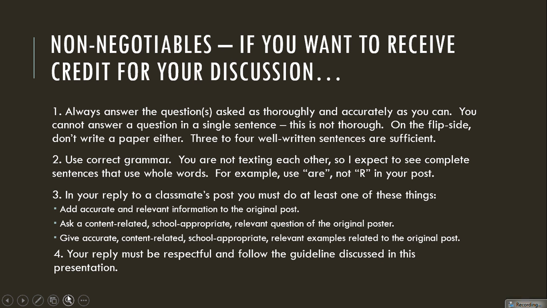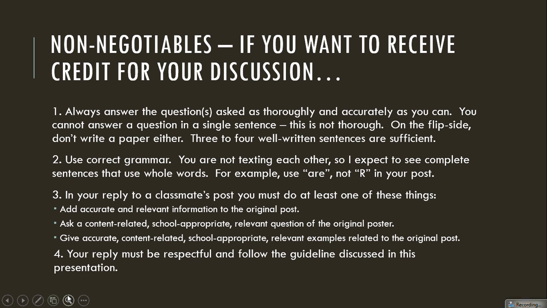So when we look at what's non-negotiable, as we look at how am I going to get my points for my discussion board post, first and foremost, down at the bottom of your assignment in Canvas, it always has a rubric. I strongly encourage you on every single assignment, you read what the assignment says, you see what the requirements are, and you look at the rubric because your instructor will be grading you based on what the rubric says. So make sure that you're answering the question as thoroughly and accurately as you can because that's going to be part of the rubric.